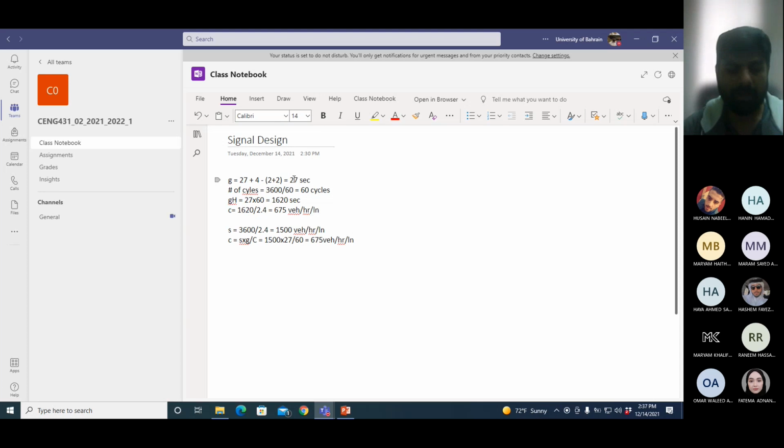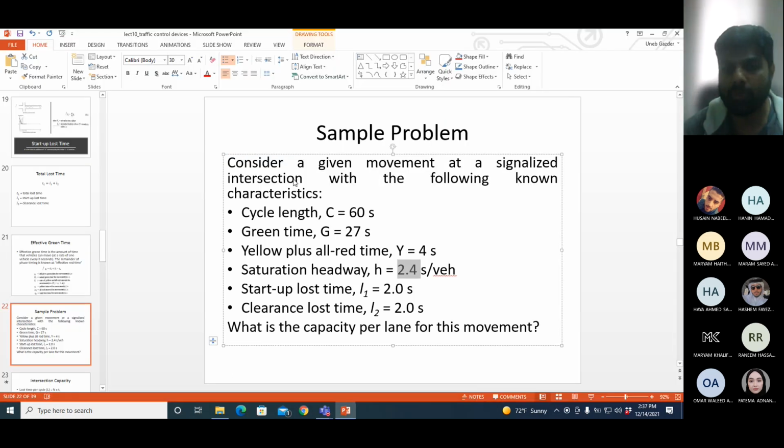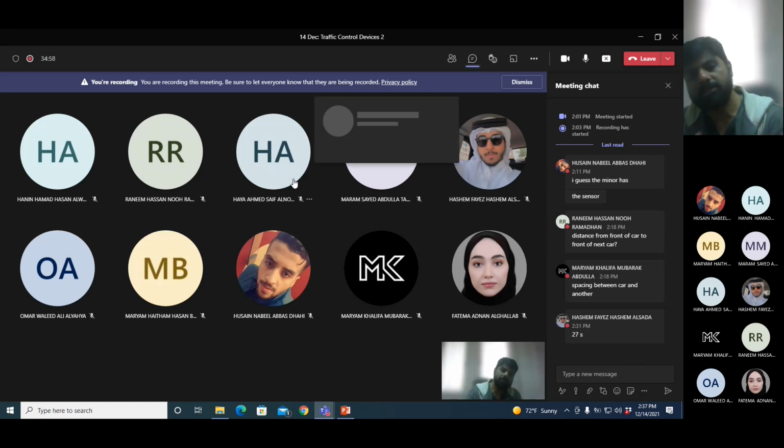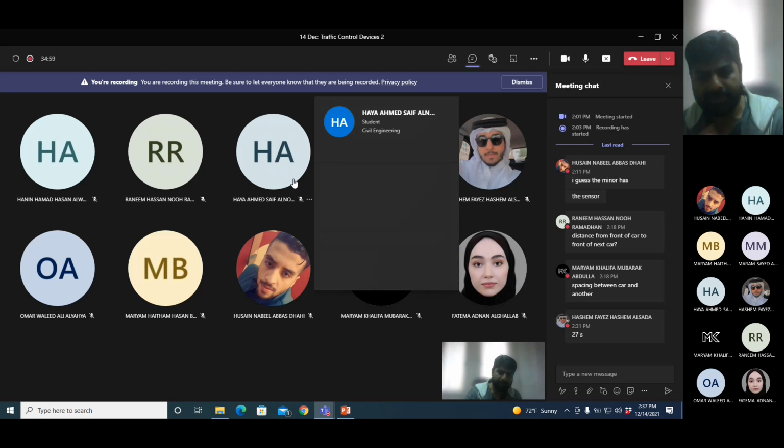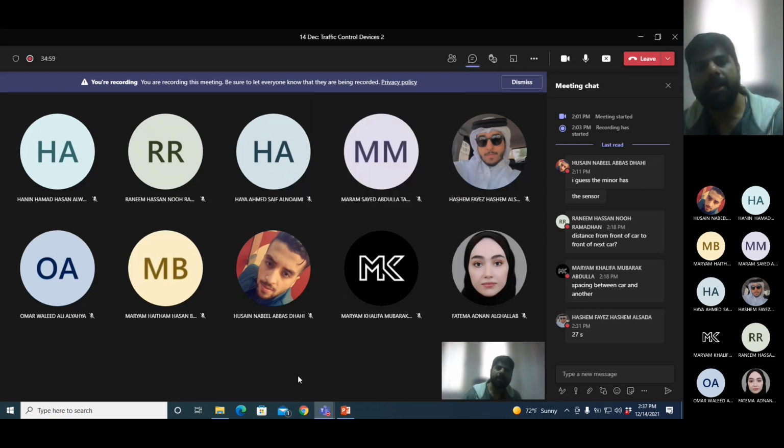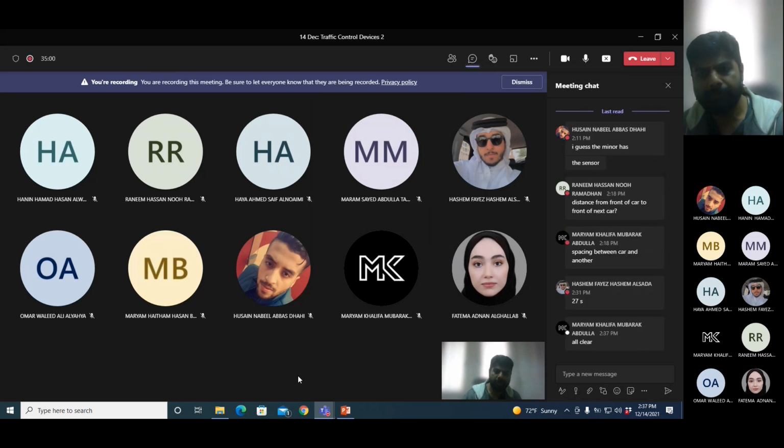Do we have any questions right now? Do you guys have any questions? Because the next calculation is related to this example. If you understand this example, the next equation will be easier. Any questions right now? Is it clear? Okay.